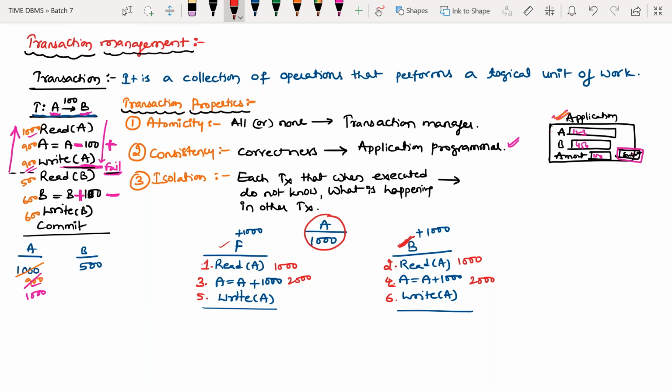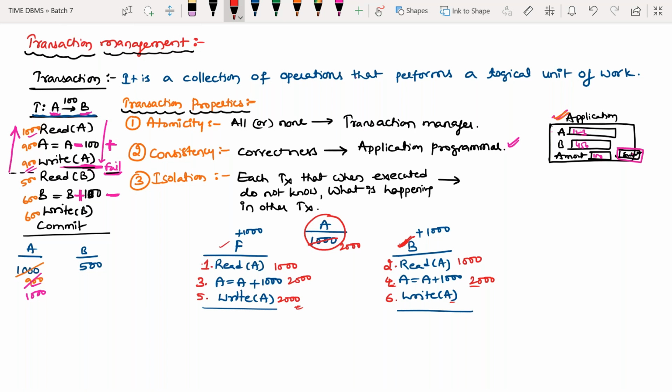Next, write A. Write A is 2000. Do remember, write A writes the value 2000 to the disk. And whenever F is executing write A, it doesn't know what is happening with the B transaction, and B doesn't know what is happening with the F transaction. Now after this write A, the sixth operation. What is the A for the B transaction? 2000.